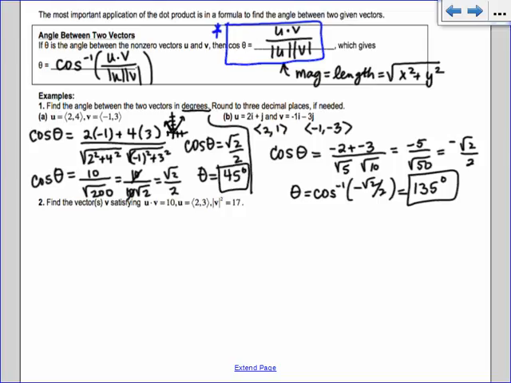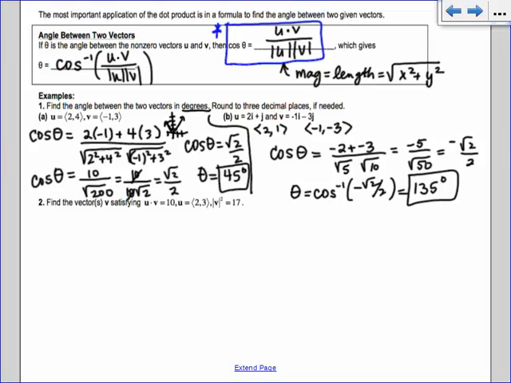All right, so number 2 is probably the most difficult question that you'll have in this section. And I think you do have one of these on your homework. I did not put several of them, no worries. But it says find the vectors v satisfying u dot v equals 10, u is 2, 3, and magnitude squared of v is equal to 17. Okay, so what this ends up being is a system of equations. So we're going to have to use substitution or elimination to find the components for v.